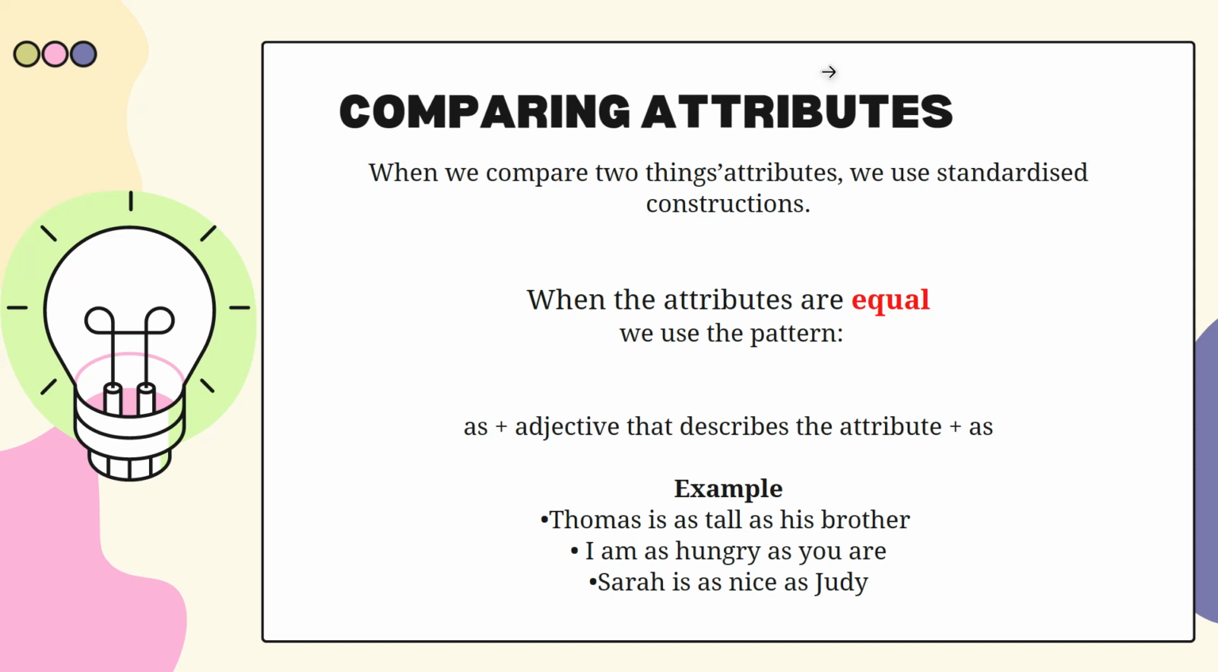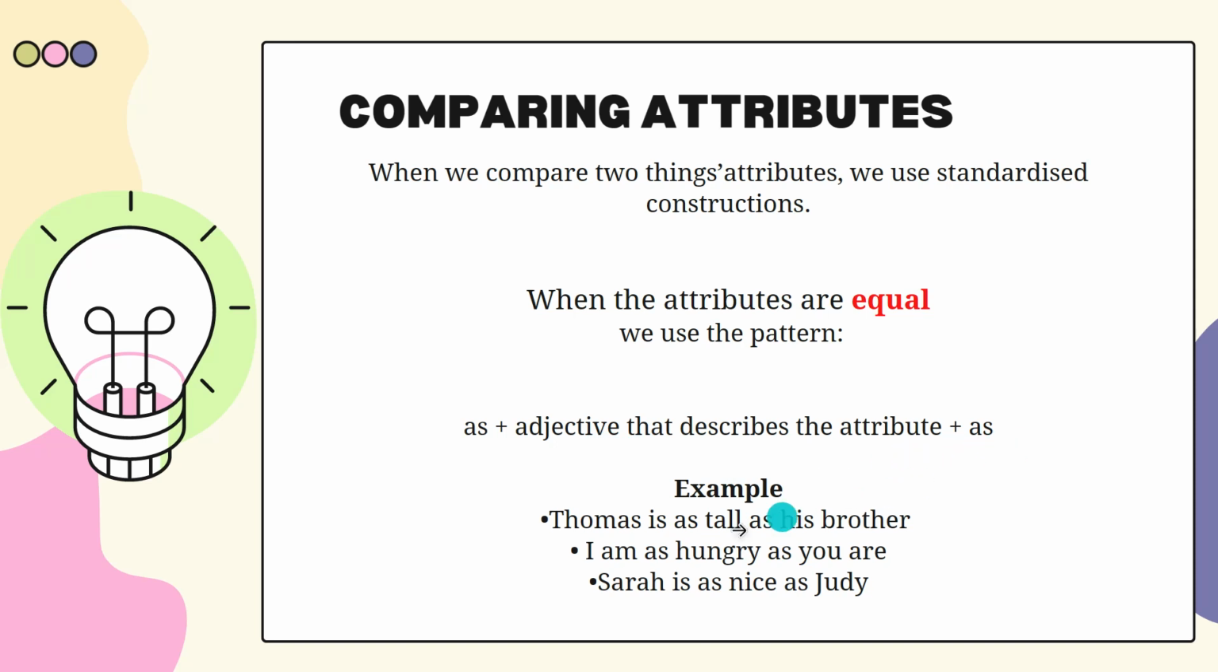So first of all, comparing attributes. When we compare two things' attributes, we use standardized constructions. So when the attributes are equal, it is very simple. In order to compare two equal things, we use the pattern as plus adjective that describes the attribute plus as.